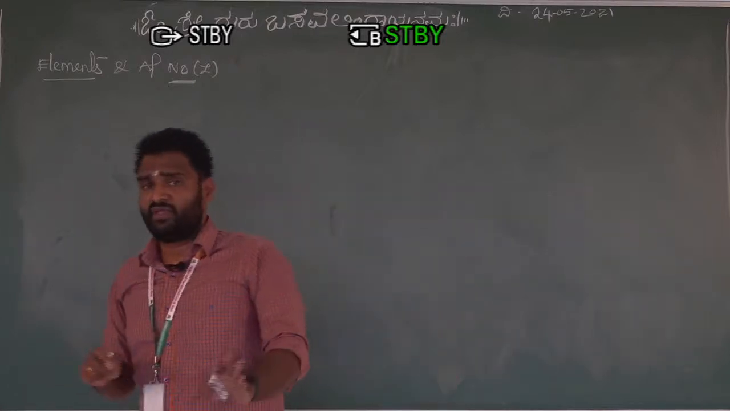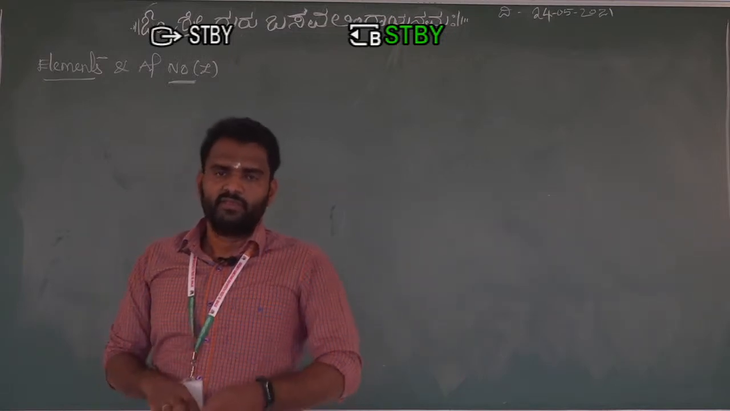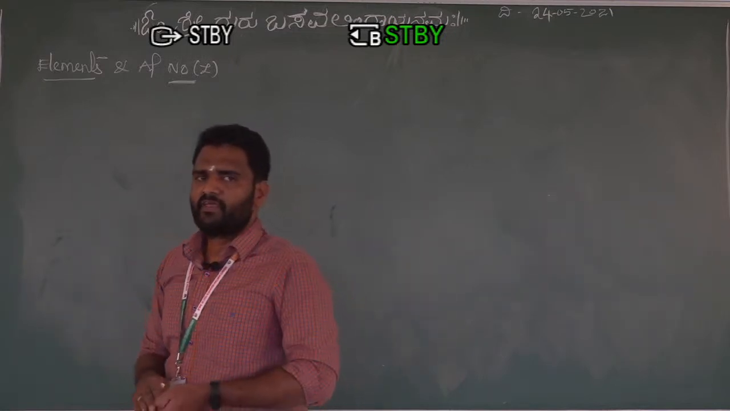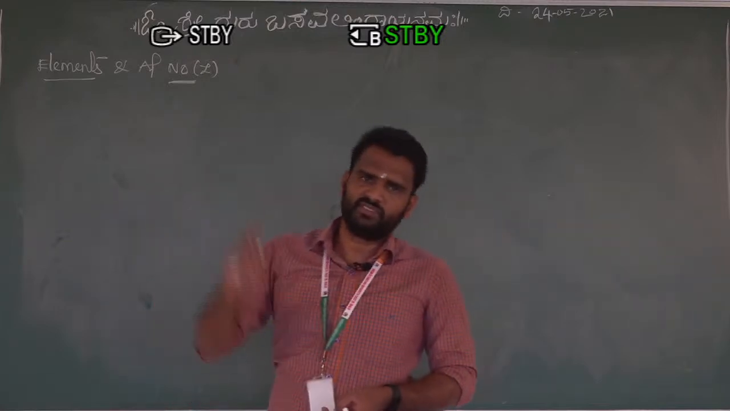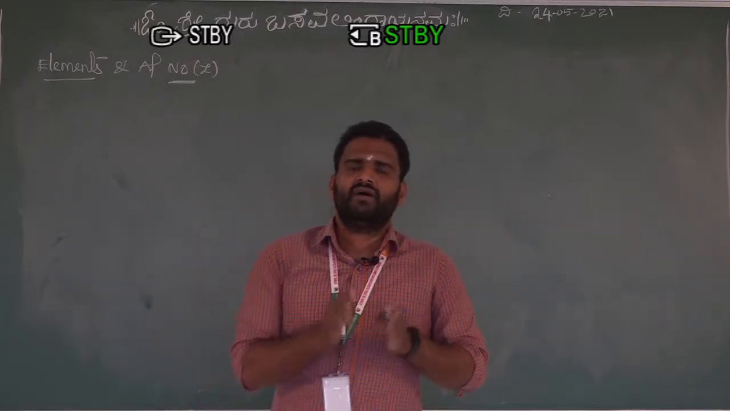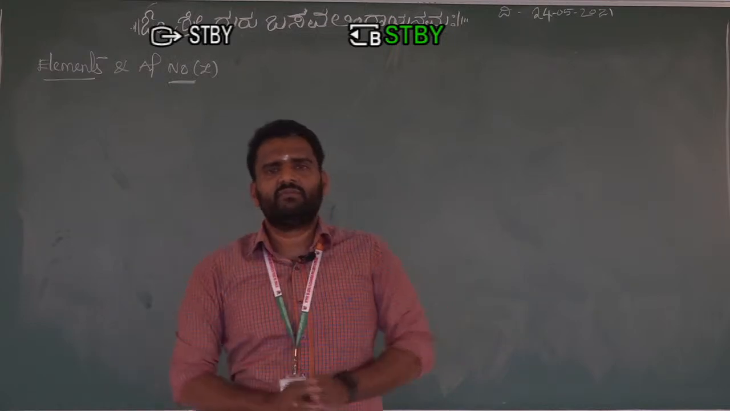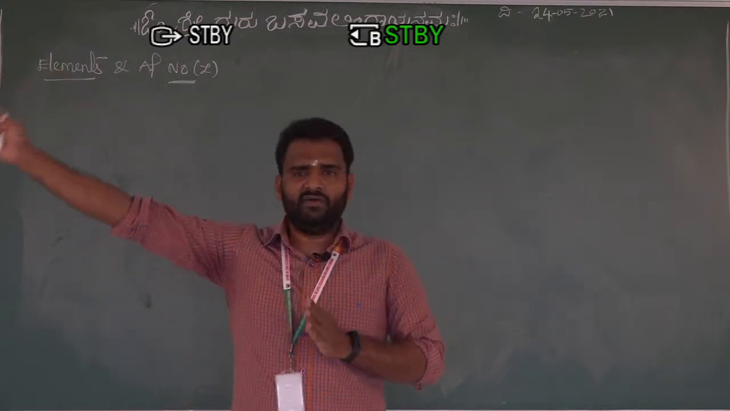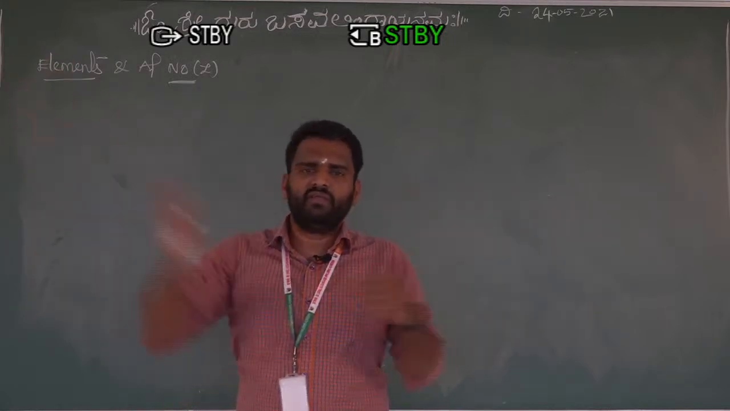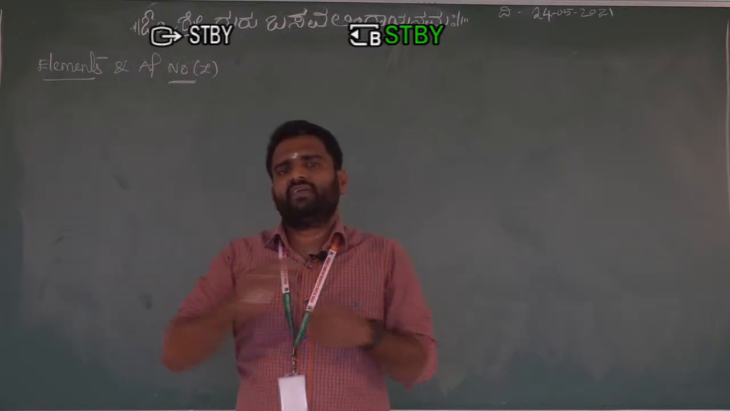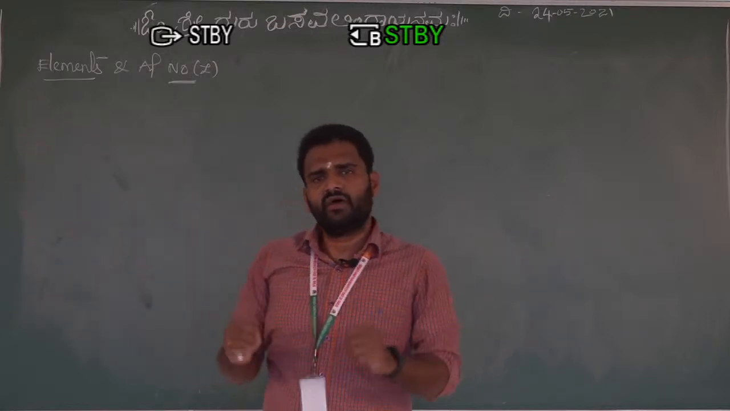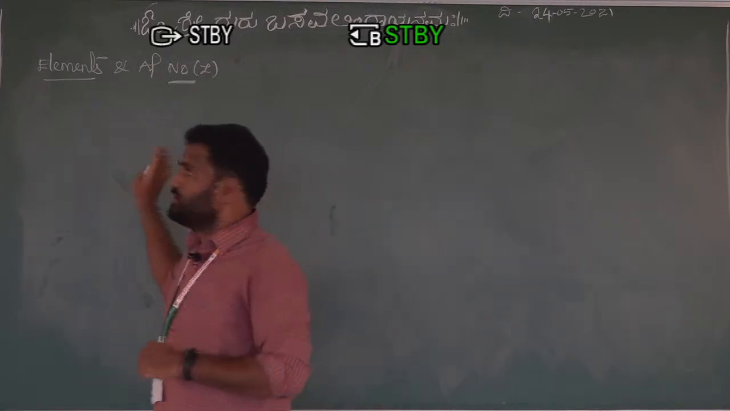Totally there are 118 elements in the periodic table till today. So what is the name of the 118th element? Oganesson is the 118th element. What is the first element's name? Hydrogen. So hydrogen is the first element, and the 118th is the last. In between there are 116 elements. Now, firstly we are going to discuss 30 elements.